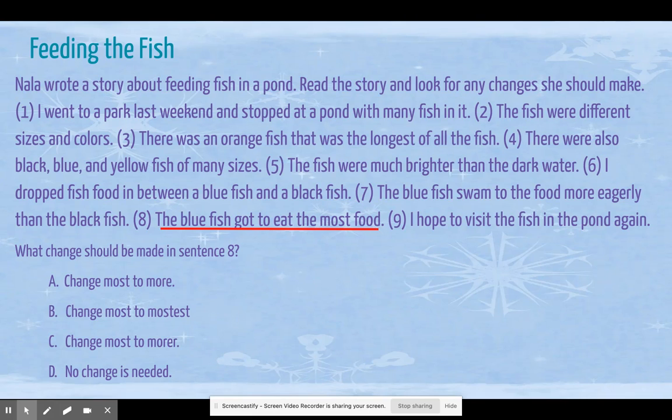So the sentence, the blue fish got to eat the most food. So we are looking at how much they got to eat. So it's an adverb. We're comparing the blue fish to all of the other fish. So we are going to say most because that is the superlative.